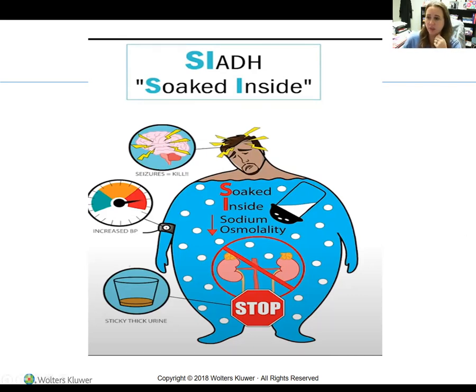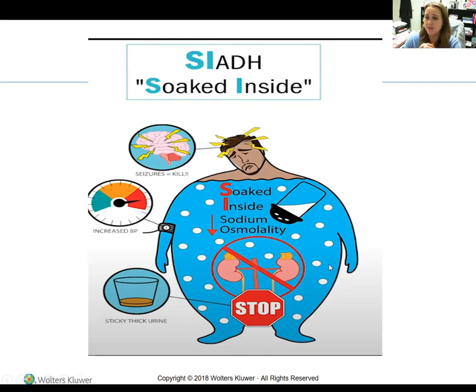Not gonna lie. But patients with SIADH cannot excrete or dilute their urine, and they retain that fluid. And that's going to contribute to all these signs and symptoms we're going to see.